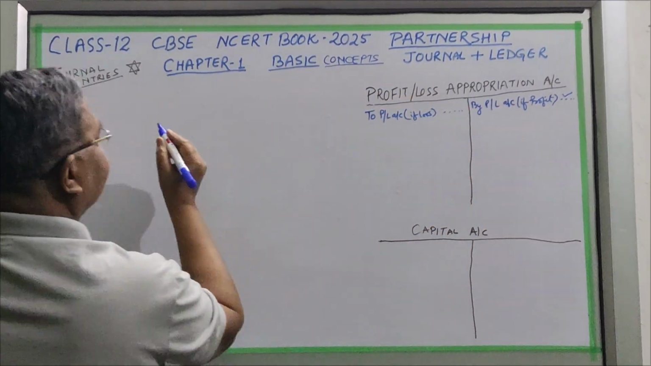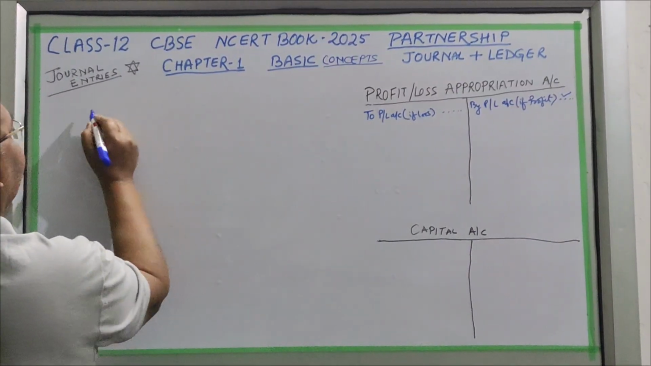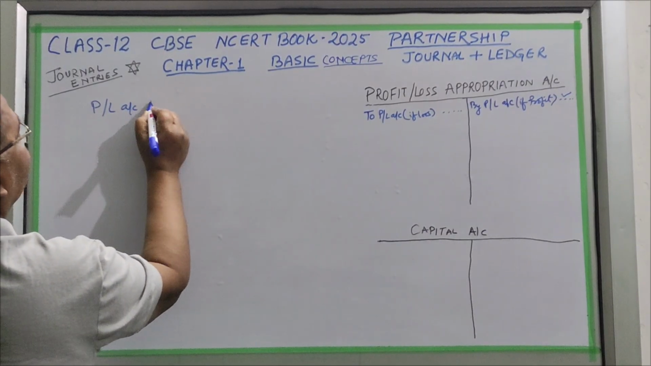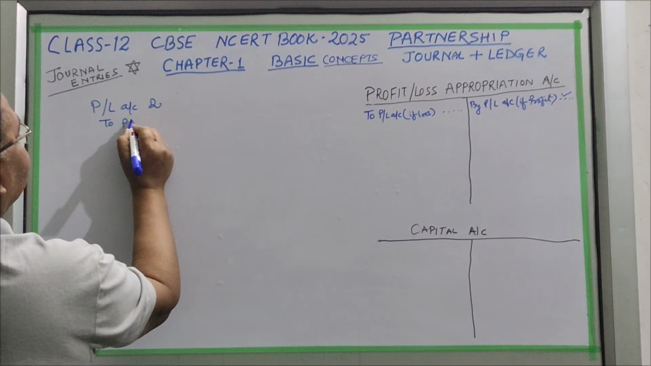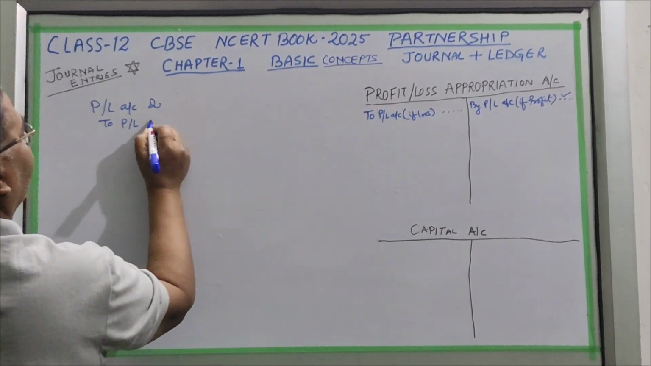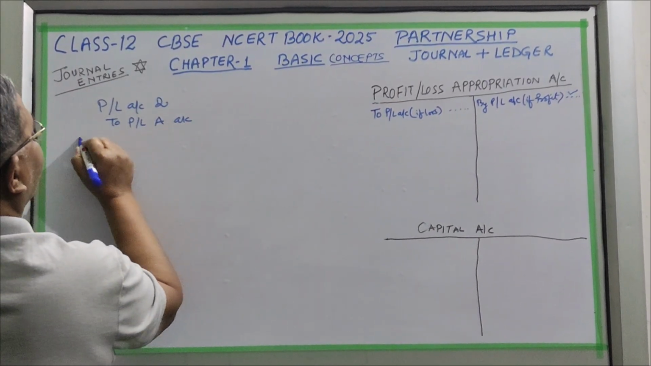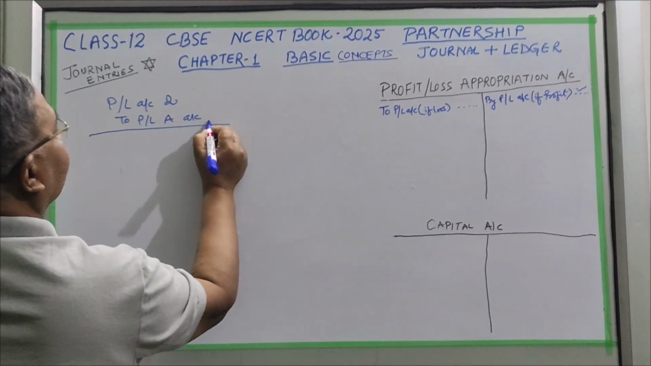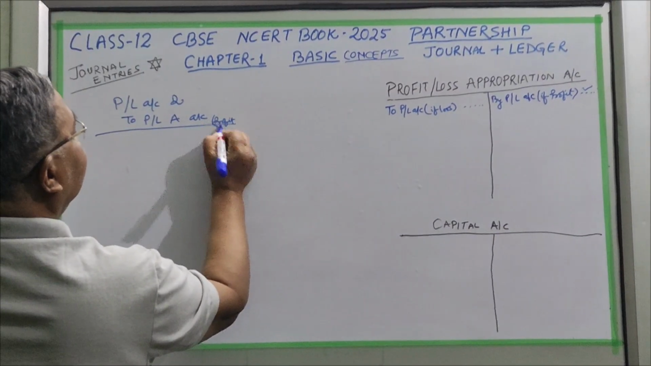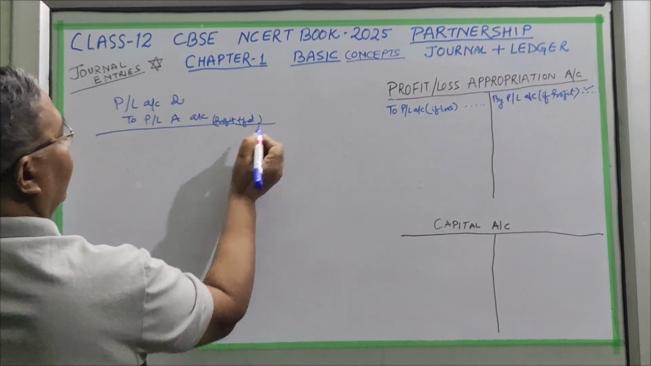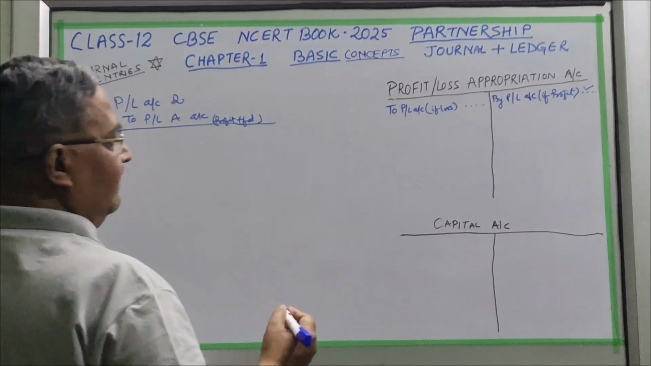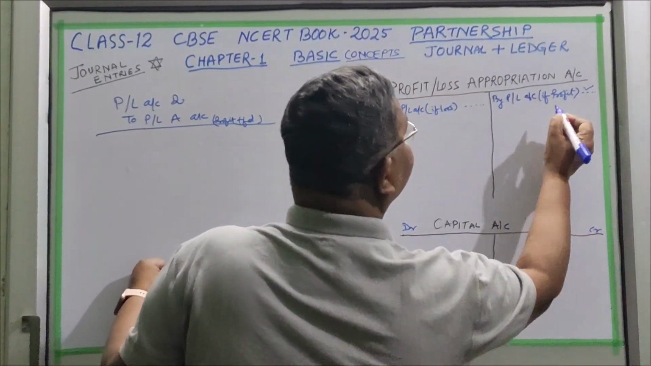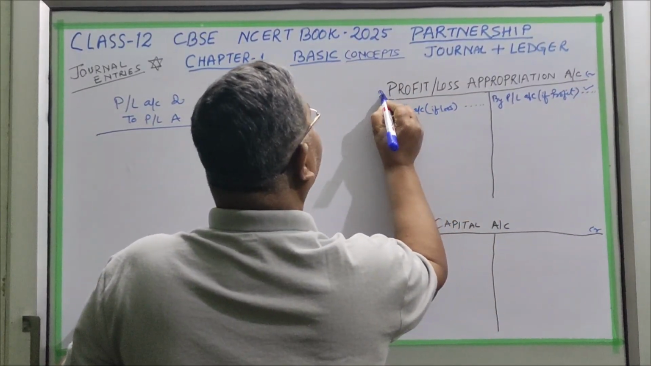So what is our journal entry? Journal entry is PL appropriation account, PL account debit, to PL appropriation account, PLA account. Okay, this is the general. And narration what we will write? Profit transferred. Okay, this entry comes. Hereafter, this is the debit side and this is our credit side.